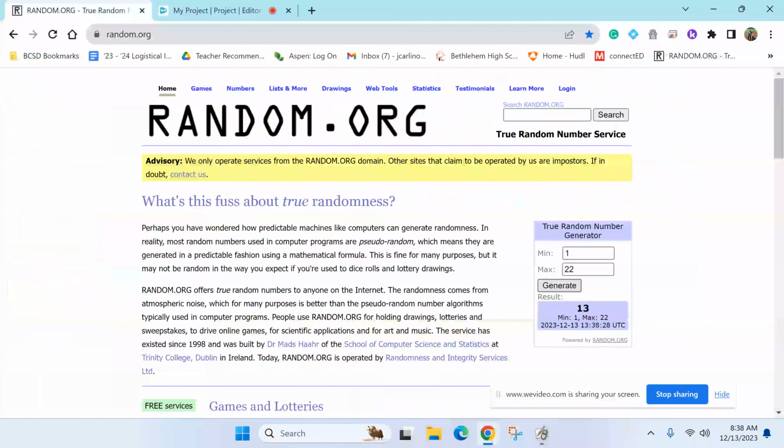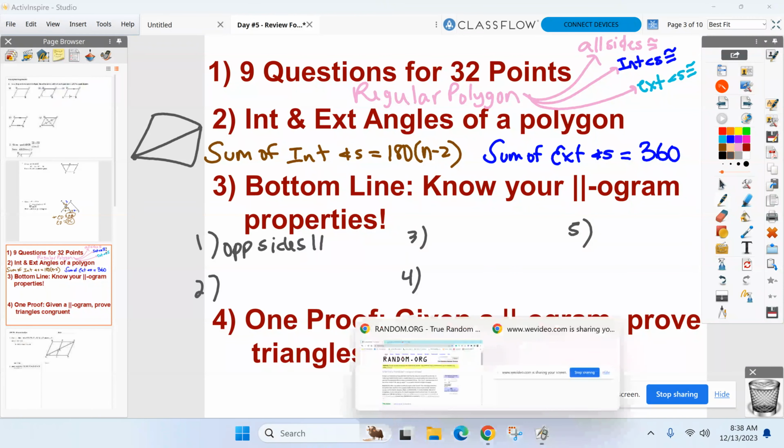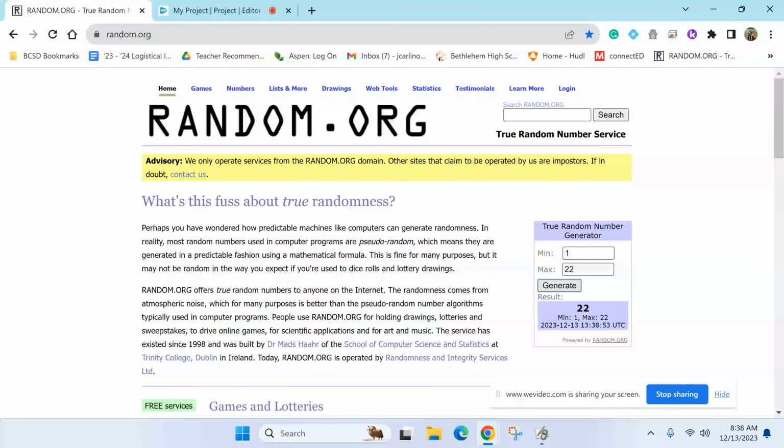One property, start us off, Jonathan. Opposite sides parallel. And let me stop right there. Because opposite sides are parallel, I want to remind you, if there is a diagonal drawn in a parallelogram, what type of angles do you now have? Alternate interior. Don't forget that. If a diagonal is drawn in a parallelogram, you have alternate interior angles available. Other properties of a parallelogram.